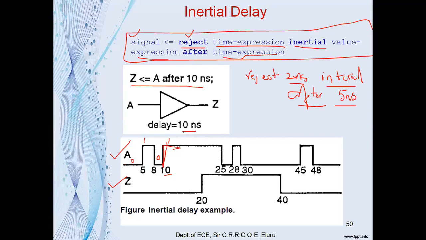And now see the output. At the output also, you have a change of transition. You have a change in the output signal after 10 nanoseconds only. At 10 nanoseconds in the input, there is a change in the input. And now the buffer circuit has to produce an output at the output terminal.